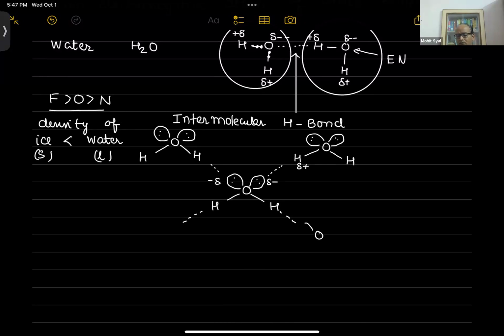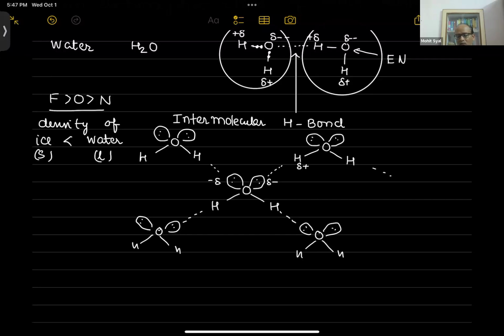Actually, in a solid, the water molecules are arranged in a particular pattern. And the pattern is such that it enables the water molecule to participate in the hydrogen bonding, because they must participate in the hydrogen bonding.